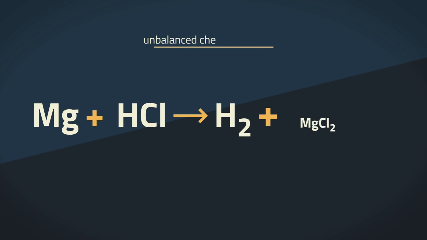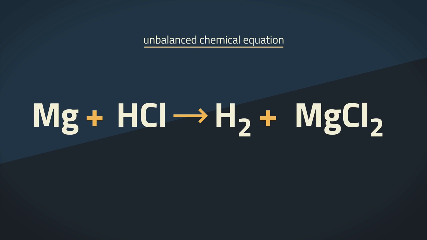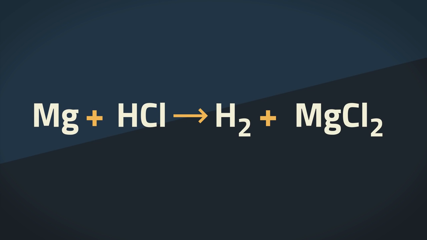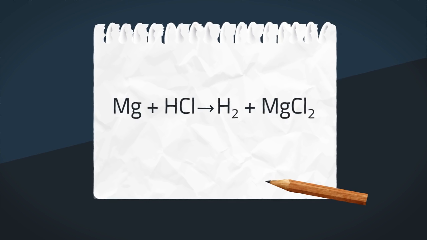The unbalanced equation for this reaction looks like this. In another lesson on this channel, we learnt about balancing chemical equations. Can you try balancing this equation yourself? Grab a pencil and a piece of paper, pause the lesson, and resume when you are ready.